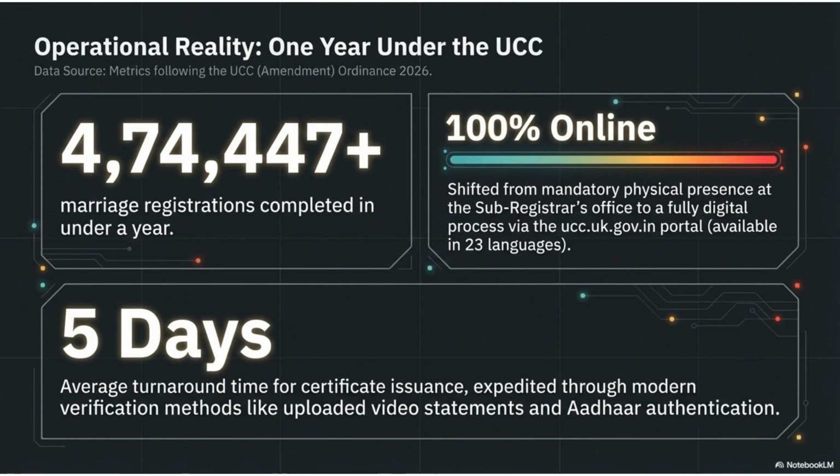After 1 year of operation, the UCC has seen over 474,000 marriage registrations completed. The process is 100% online, with an average 5-day turnaround time for certificate issuance, expedited through digital verification methods.